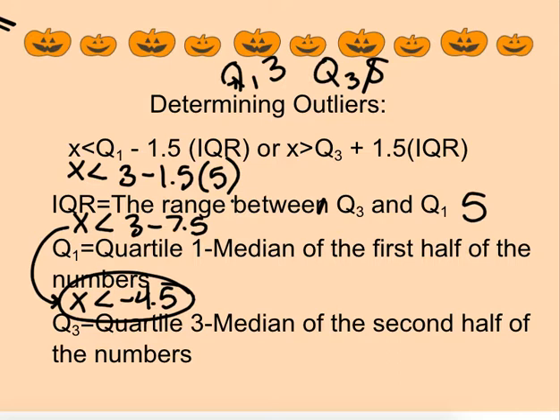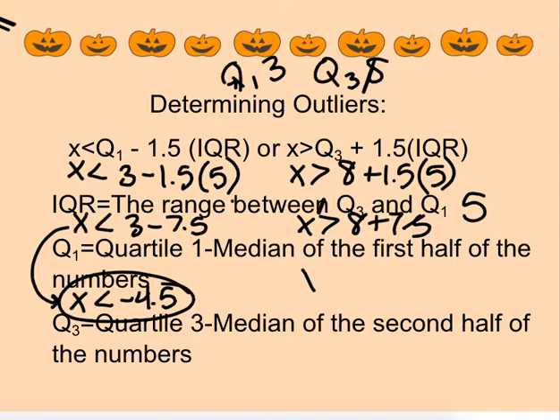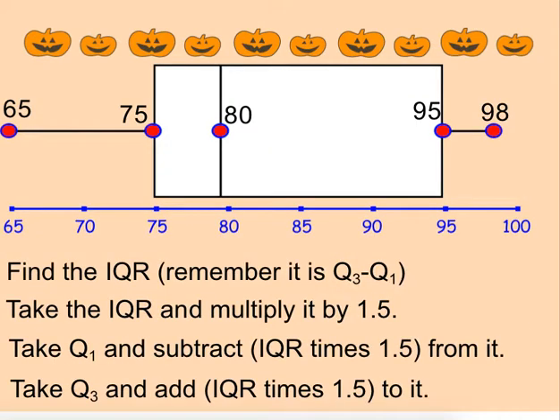Maybe on the high end. So we say x needs to be greater than quartile 3, which is 8, plus 1.5 times my interquartile range of 5. I simplified to say x needs to be greater than 8 plus 7.5. So x would have to be greater than 15.5 in order to be an outlier. But we didn't have a number that was that big, so we don't have any outliers in that set. But this is what we would do to determine if we have outliers.